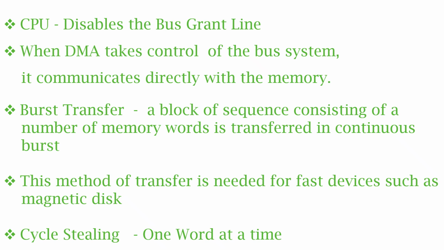When DMA takes control of the bus system, it communicates directly with the memory. Here, two types of transfers are possible. One is burst transfer, and the other is transferring a word by stealing a memory cycle. In a burst transfer, a block of words is transferred together. This method of transfer is needed for fast access devices such as magnetic disk.